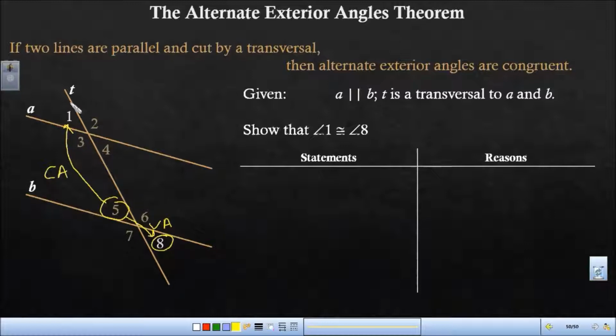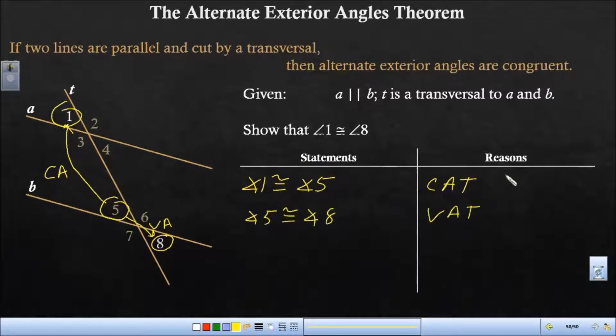Okay, so now we come over here and we say angle 1 is congruent to angle 5 because they are corresponding angles, CAT, and then angle 5 is congruent to angle 8 because they are vertical angles, VAT. Again, this is corresponding, this is vertical. Alright, now we have a connection from 1 to 8.